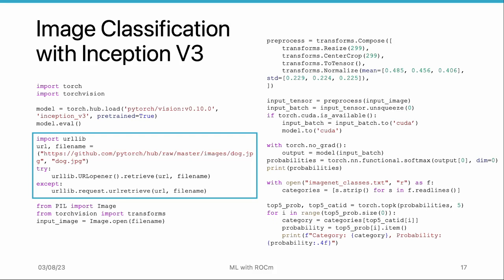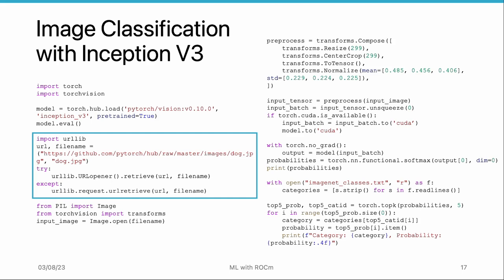The next part of the code deals with downloading an image that we will use for testing the Inception v3 model. We start by defining a URL and a file name. In this case, the URL points to an image of a dog hosted on GitHub, and we assign the file name as dog.jpg to save the downloaded image.